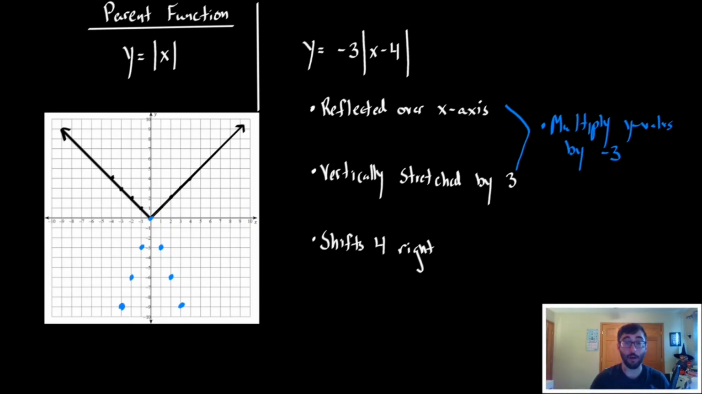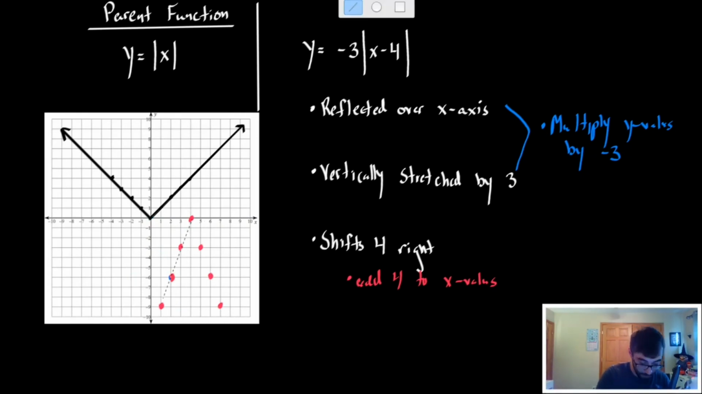The last thing that I need to do is shift to the right 4, and to do that, all I have to do, once again, is add 4 to the x values. And that would be our final graph. As I can see, it is opening upside down. That's a reflection over the x-axis. It's much more narrow. That is a vertical stretch by 3, and I am shifted to the right 4. So those would be all the transformations in action.